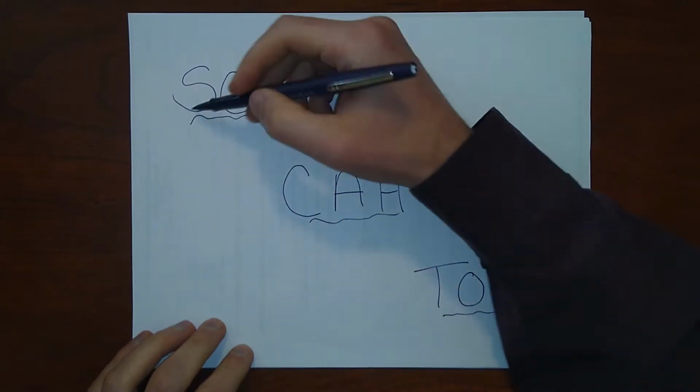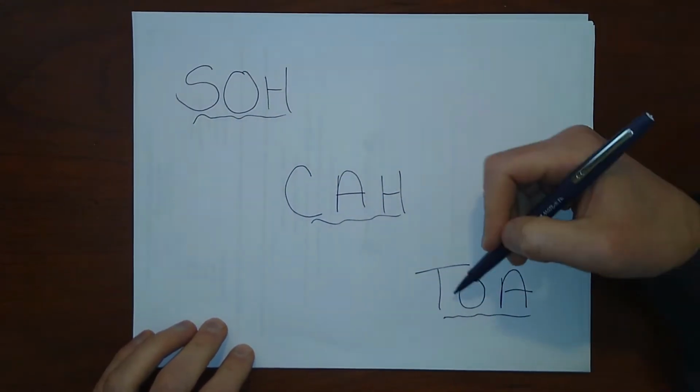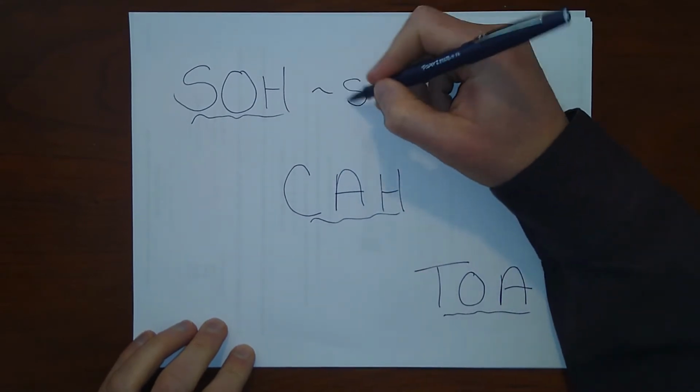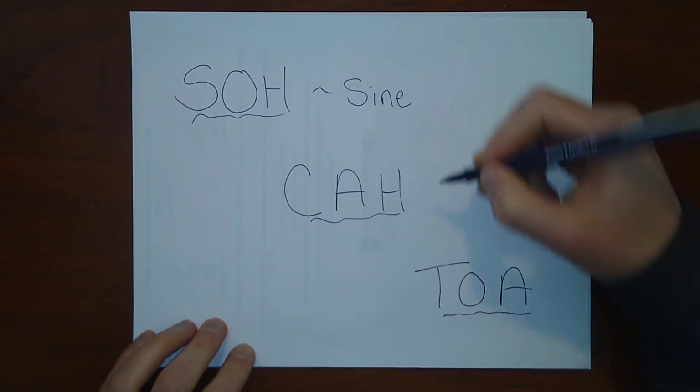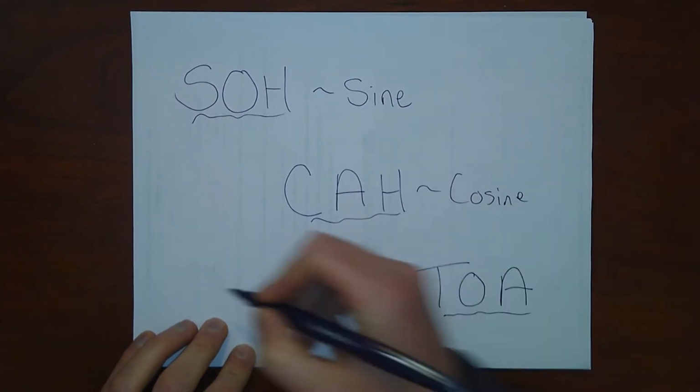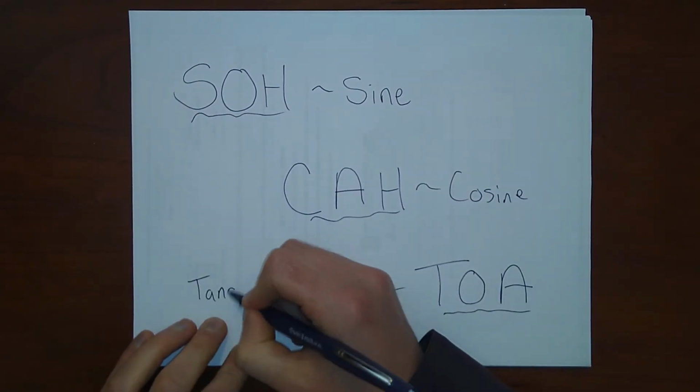So I taught you this little mnemonic to help remember them, SOHCAHTOA. Remember the things the letters stand for here: the first three letters are the three different names of the trig functions. So S is for sine, C is for cosine, and the T is for the tangent function.